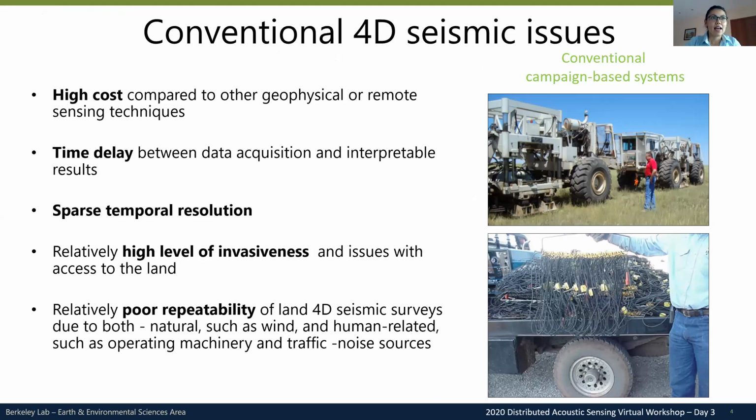The conventional way that you acquire 4D, time-lapse seismic, is that you use these huge sources and you use thousands and thousands of geophone receivers. You need a lot of people to deploy and operate this equipment. Usually these types of surveys are really expensive, and because they're expensive, people usually acquire them every 2, 3, 4, sometimes every 5 years. So this ends up giving a very sparse temporal resolution.